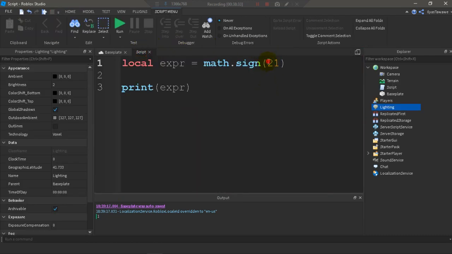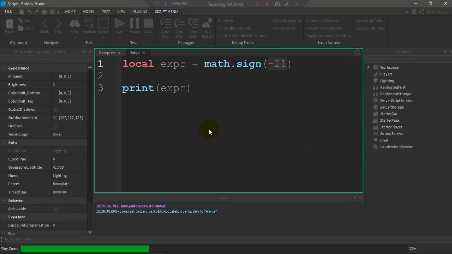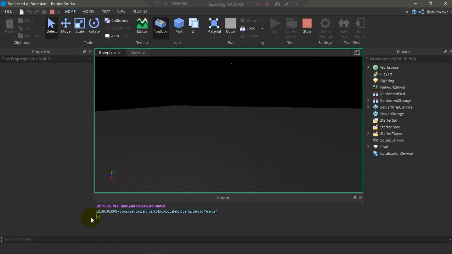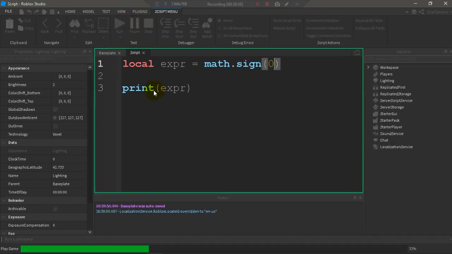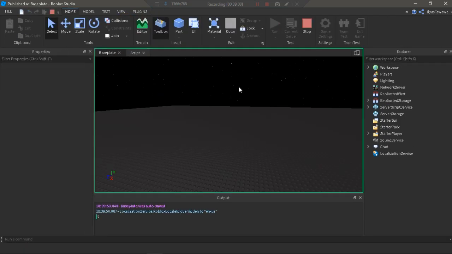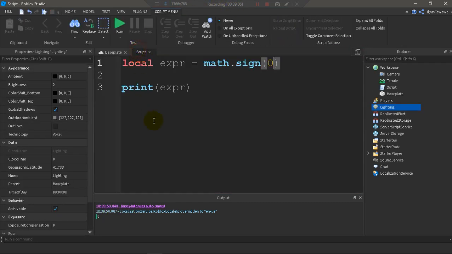What about -21? As we know, -21 is negative, so it should give us -1. As you see, we have -1. Cool. And what about 0? Well, 0 should give us 0. Run. As you see, 0.